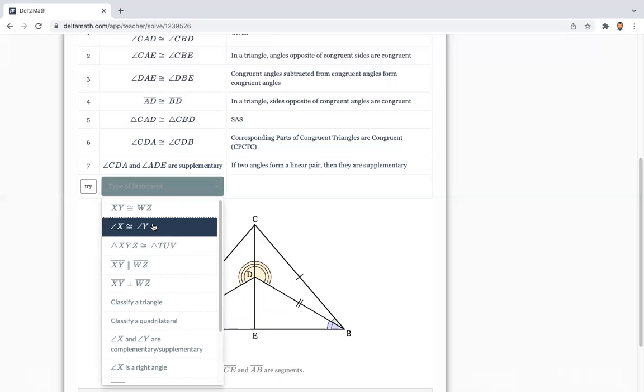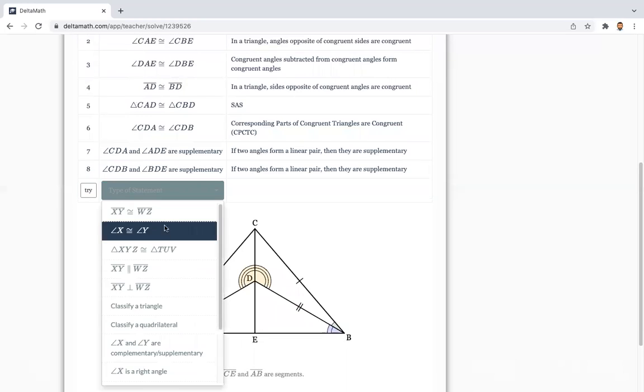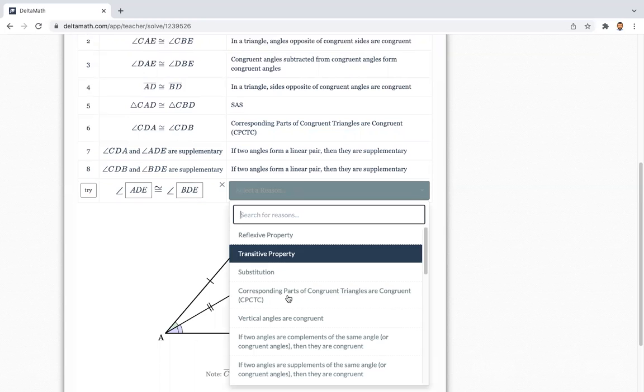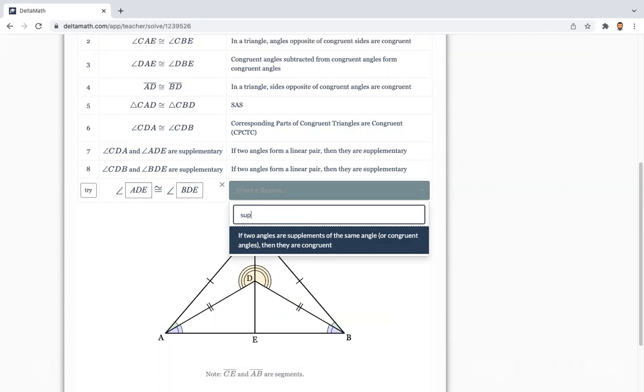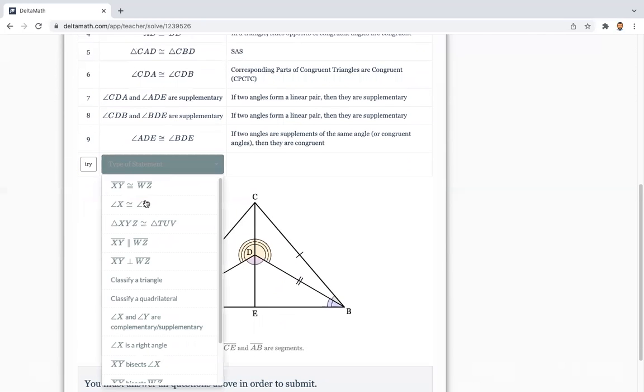And I have to say the other one. So CDB and BDE are supplementary. Linear pairs are supplementary, and then those angles are congruent because they're supplementary to congruent angles. They are congruent. Supplementary, yeah. Okay. Great, and now I can prove those two triangles are congruent.